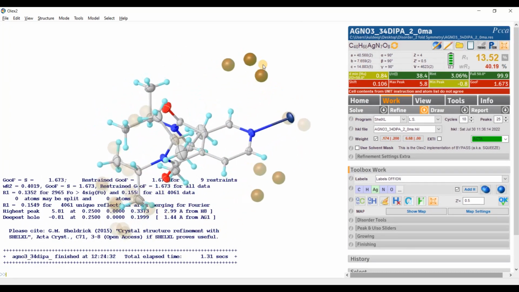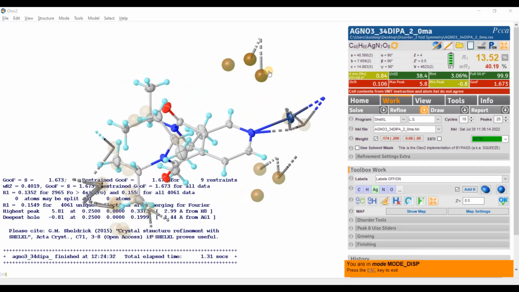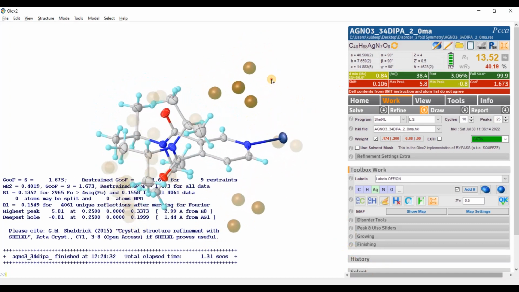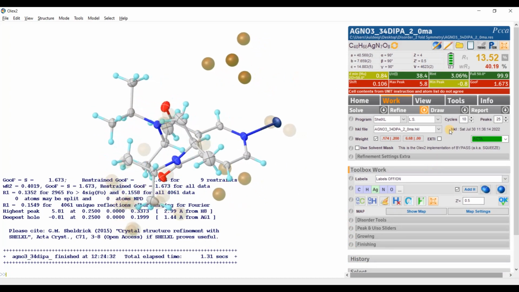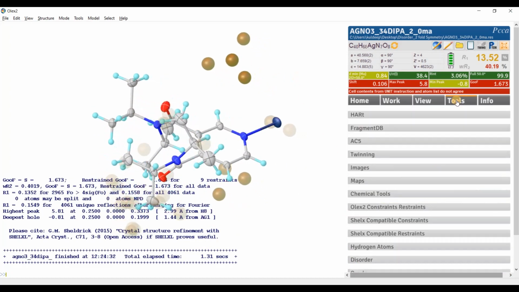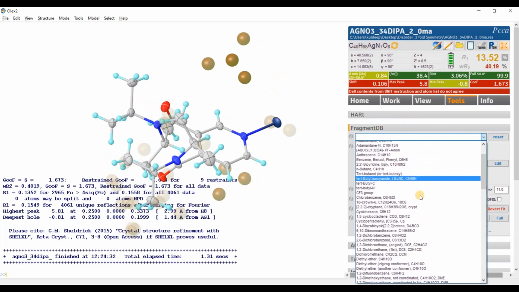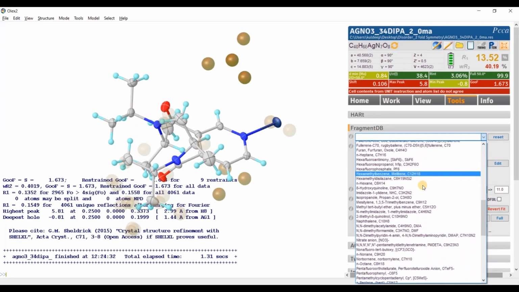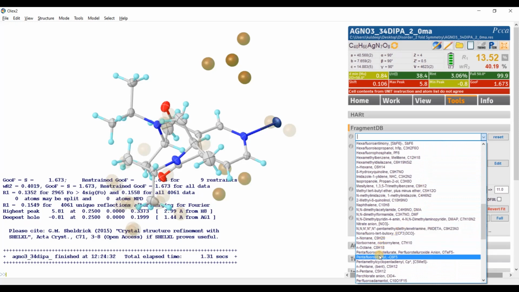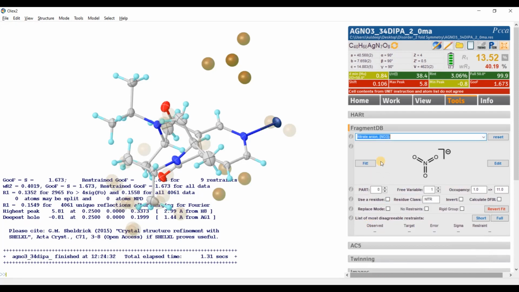Now again, I'm going to press Ctrl G. There is the nitrate. Yes. Now what I have to do, I am going to Tools. There is FragmentDB, and I will search for the nitrate molecule here. Where is the nitrate? Yes, here it is, nitrate.